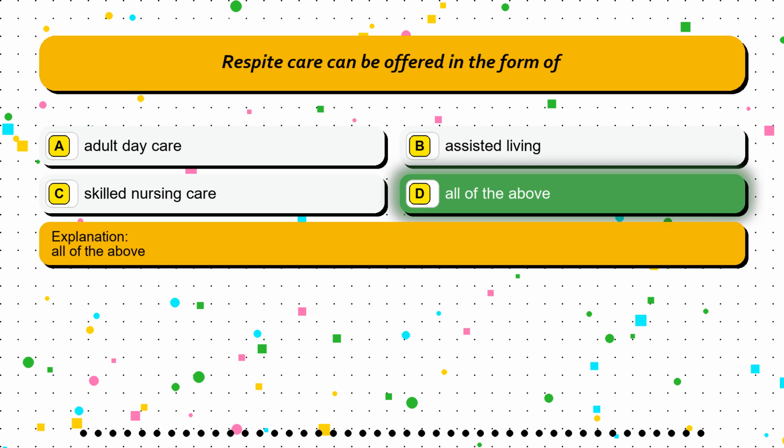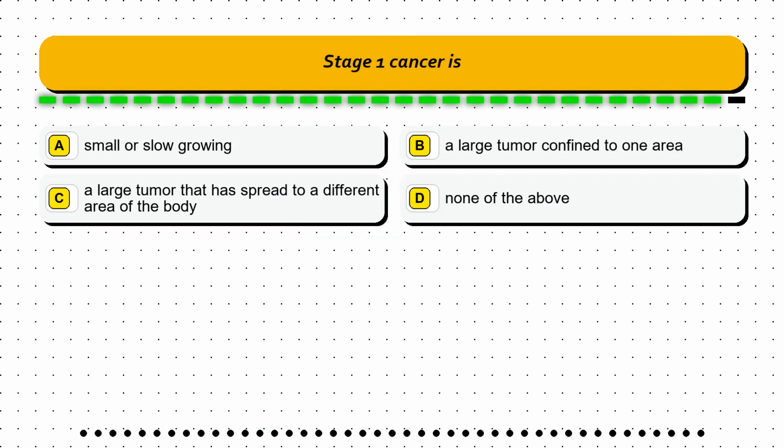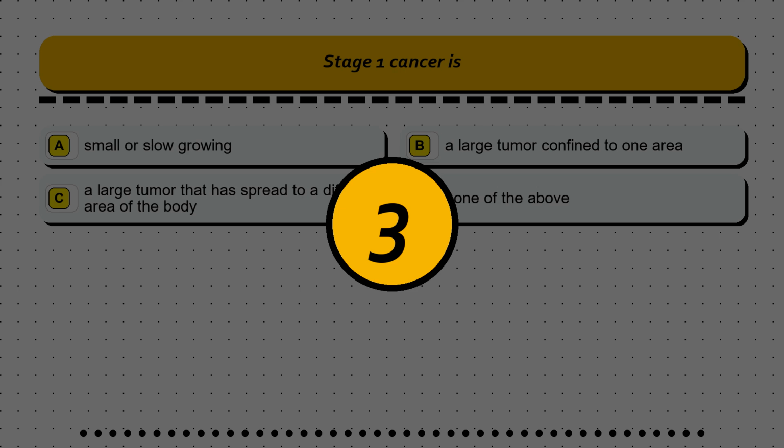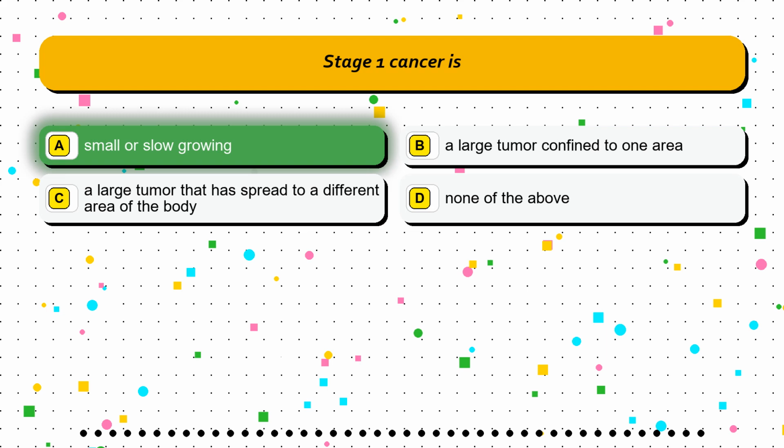Question 15. Stage 1 cancer is: Option A, small or slow growing. Option B, a large tumor confined to one area. Option C, a large tumor that has spread to a different area of the body. Option D, none of the above. The correct answer is option A, small or slow growing.